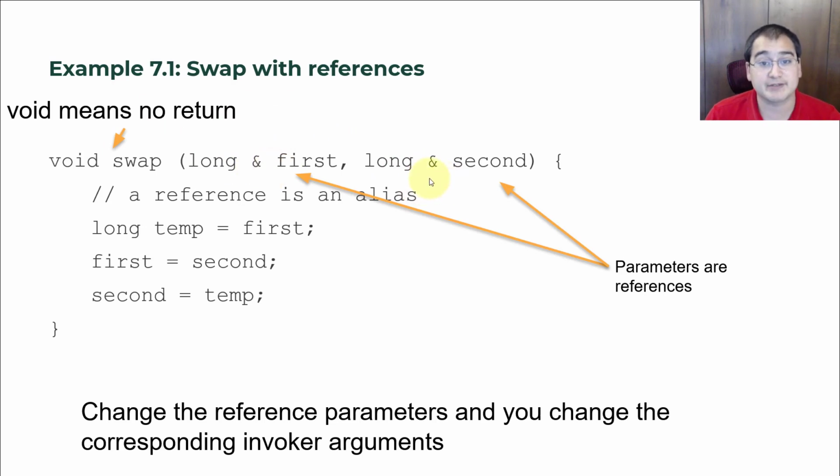Because if I got rid of these ampersands and had this exact same code without them, what would happen here is I would make a new long called temp. It'd get a copy of the value first. I would set first to be equal to second, set second to be equal to the temp. And then this function would have basically no effect on the outside world, because first and second would be just copies of variables. You're making these changes to copies that get removed when the function is done running. But by making these two parameters references, it means that when I say first is equal to second here, I'm actually changing the argument that was passed into this function.